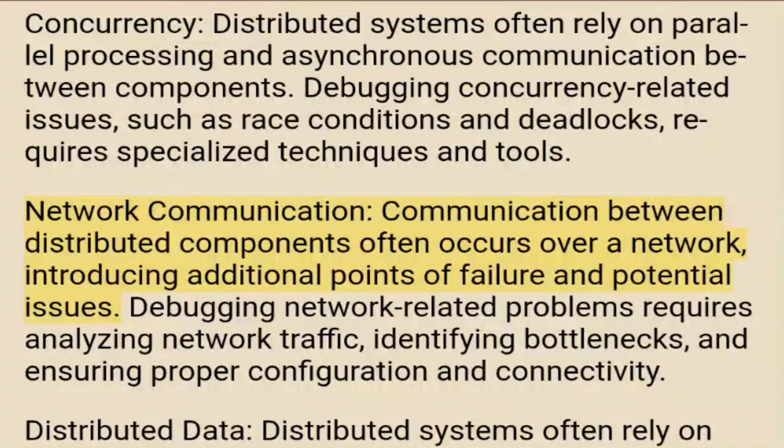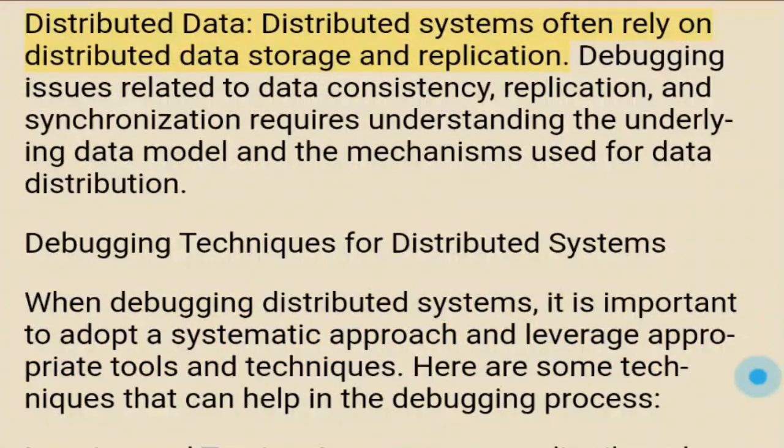Network communication. Communication between distributed components often occurs over a network, introducing additional points of failure and potential issues. Debugging network-related problems requires analyzing network traffic, identifying bottlenecks, and ensuring proper configuration and connectivity. Distributed data. Distributed systems often rely on distributed data storage and replication. Debugging issues related to data consistency, replication, and synchronization requires understanding the underlying data model and the mechanisms used for data distribution.